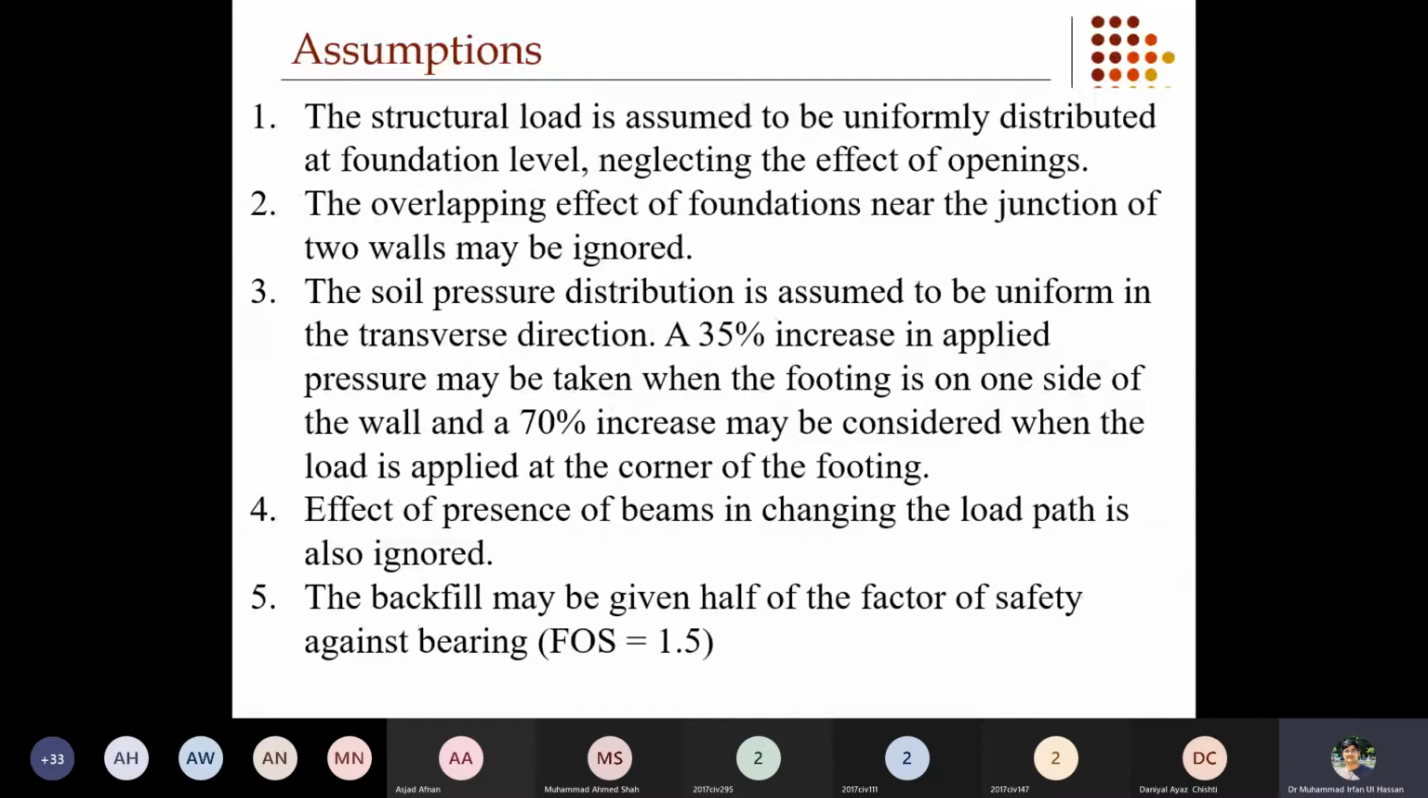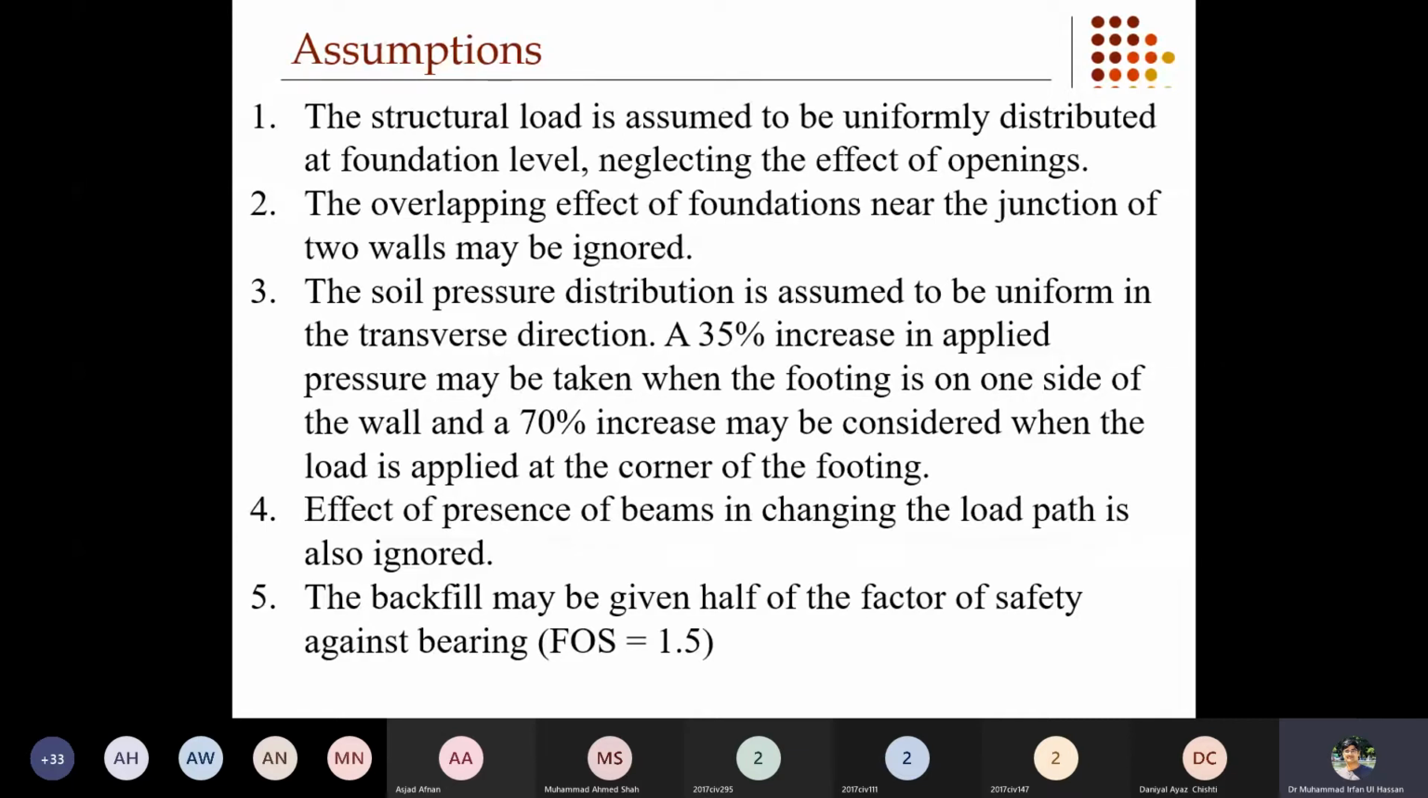Then the effect of the presence of the beam cannot be considered in this footing, because the beam is directly resting on the wall, and we are not taking additional load, rather we are just taking the load of the slab and the wall. The factor of safety with the backfill can also be applied. Against bearing, we are taking the factor of safety as 1.5. Further factor of safety can be applied.